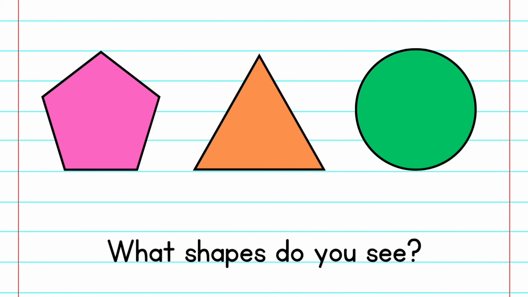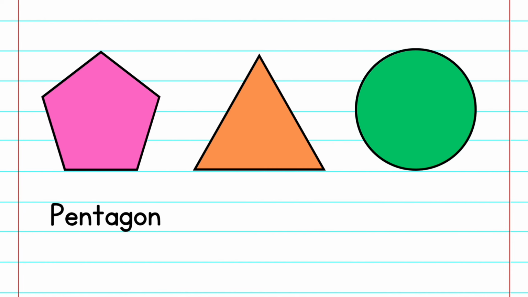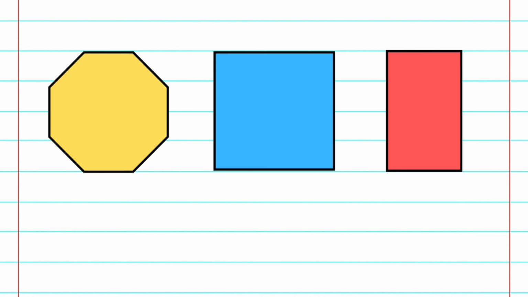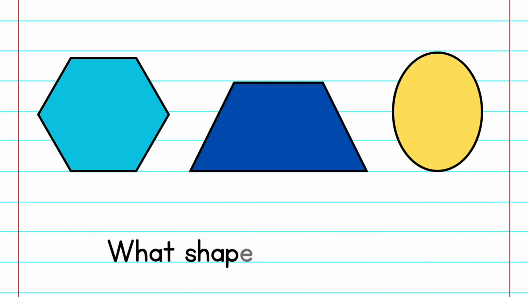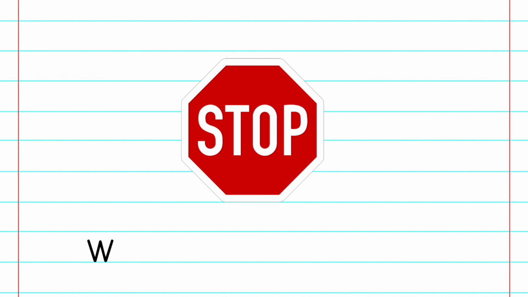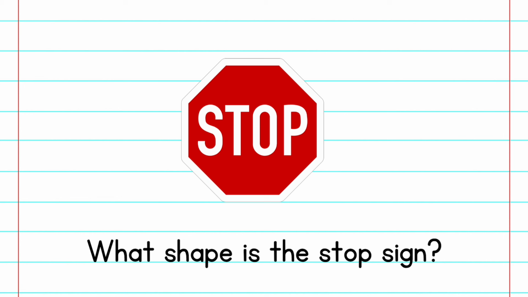What shapes do you see? Pentagon, triangle, circle. What shapes do you see? Octagon, square, rectangle. What shapes do you see? Hexagon, trapezoid, oval. What shape is the stop sign?